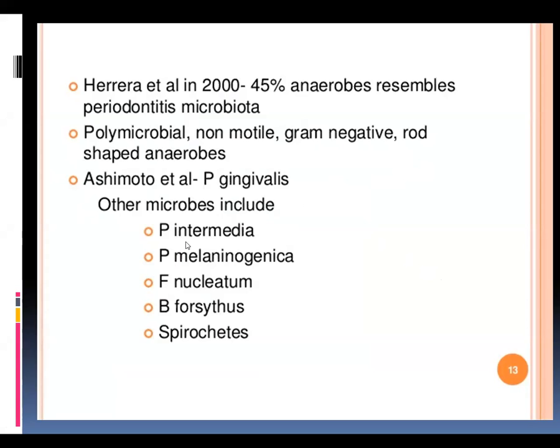periodontal abscess formation are P. intermedia, P. melaninogenica, F. nucleatum, T. forsythus, and the spirochetes.